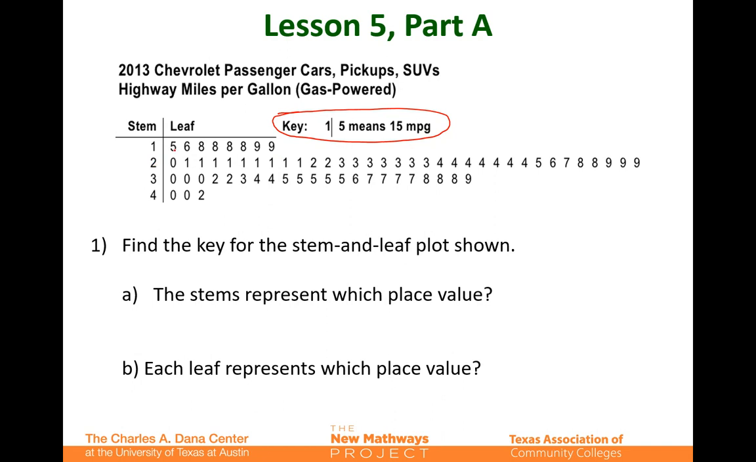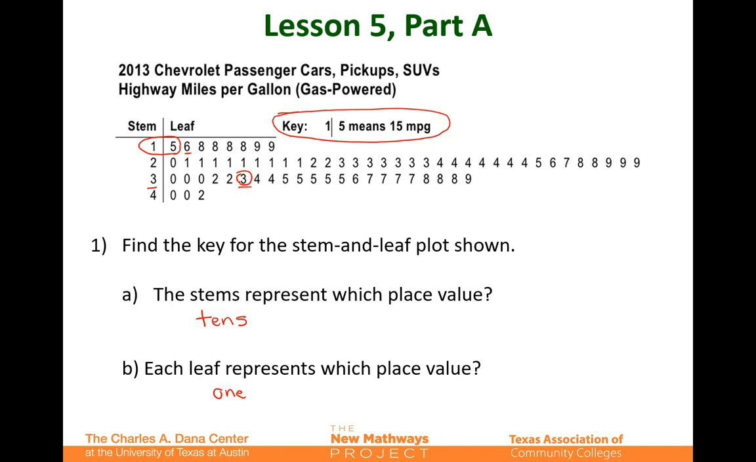So this represents 15 miles per gallon. This 6 represents a car that gets 16 miles per gallon. The stems represent which place value? This is the stem, and it represents the tens. Each leaf represents the ones place. So this leaf right here represents a gasoline miles per gallon of 33.